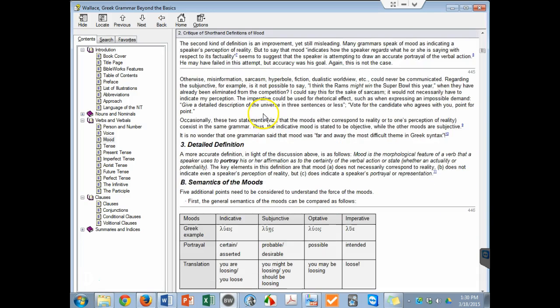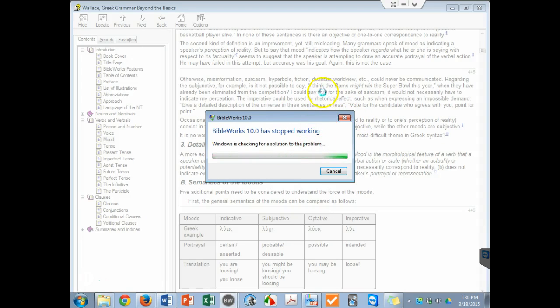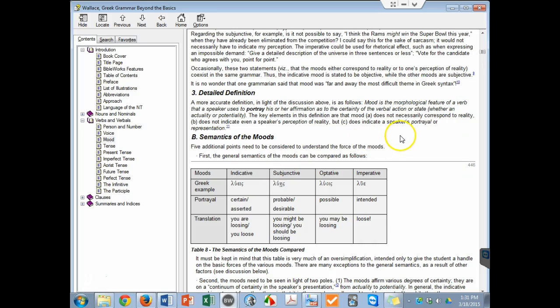So there under 3, page 445, he provides a more detailed definition. The mood is the morphological feature of a verb that a speaker uses to portray his or her affirmation as to the certainty of the verbal action or state.